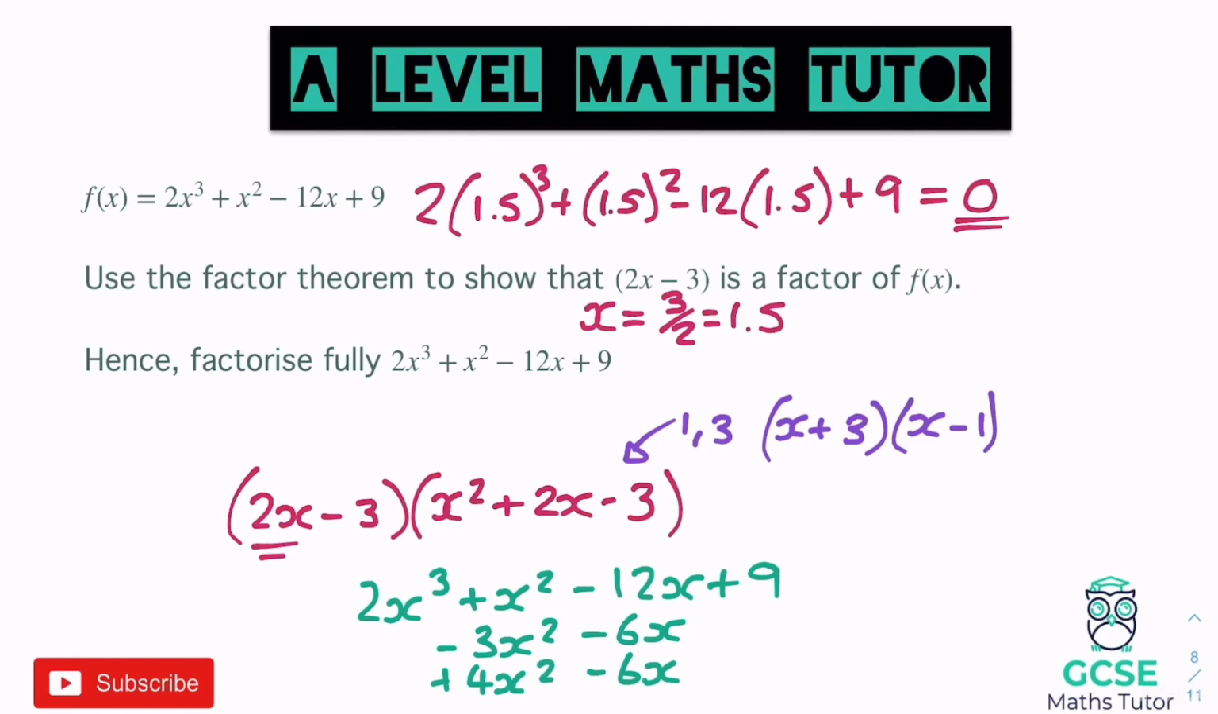We've got the 2x minus 3 that was given to us. So to finish this off then, we'll write them all out. We've got 2x minus 3, we've got x plus 3, and we've got x minus 1. There we go. And that's fully factorising that using the factor theorem. Brilliant. Right, that's our last question. And that is factor theorem finished.